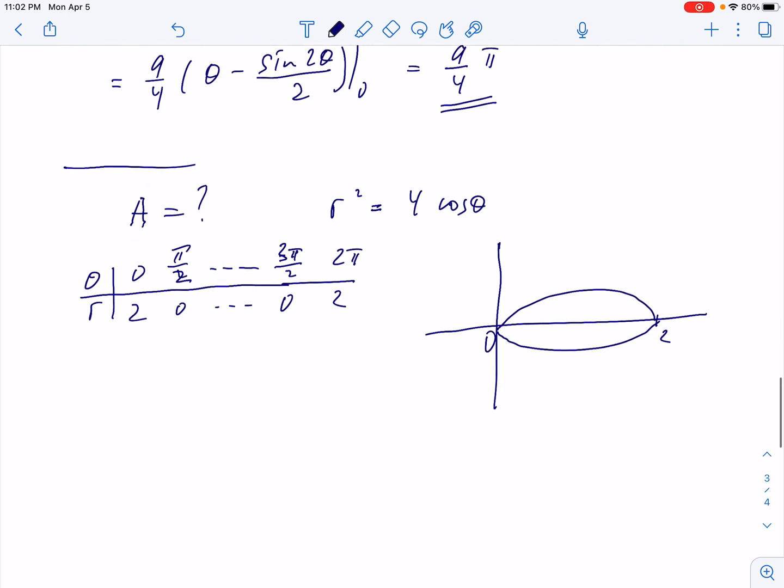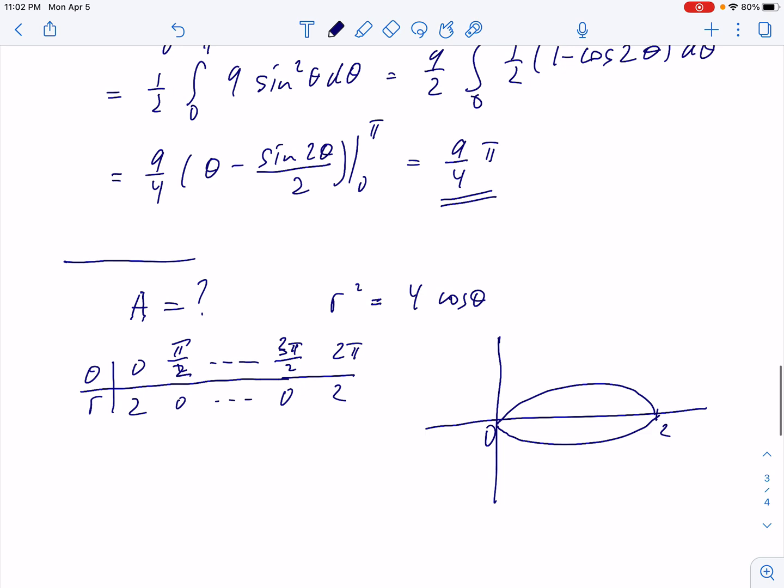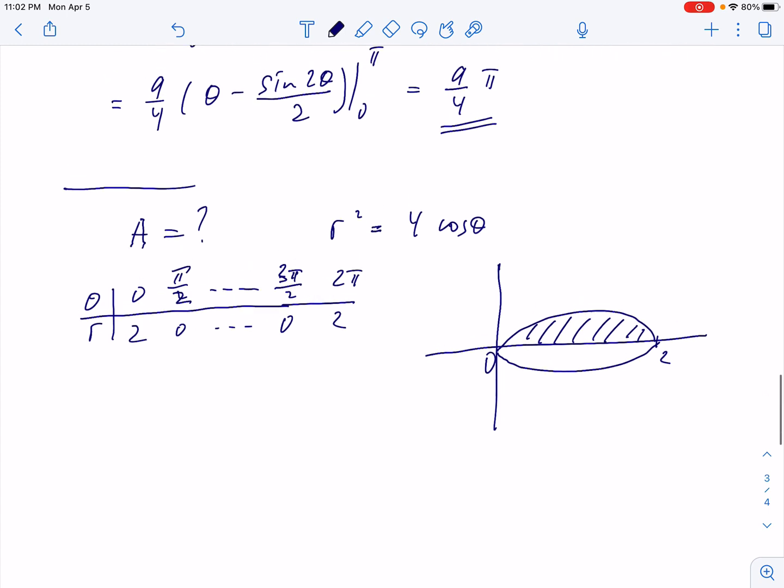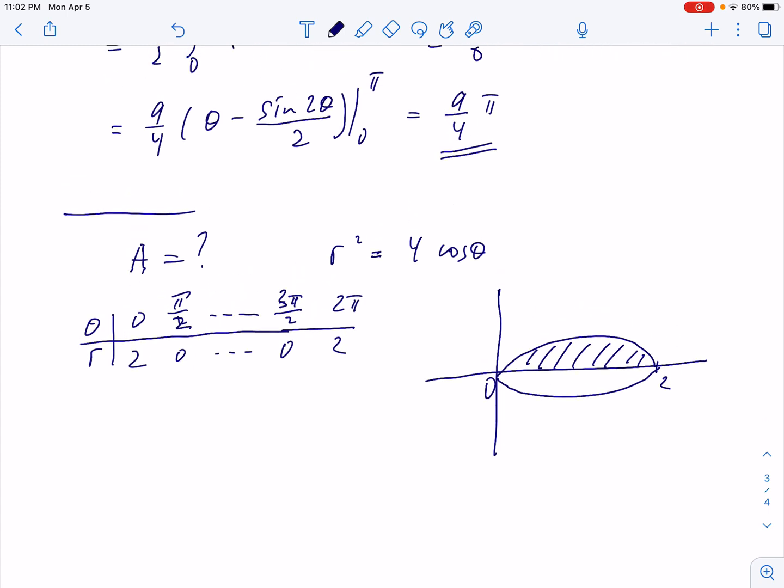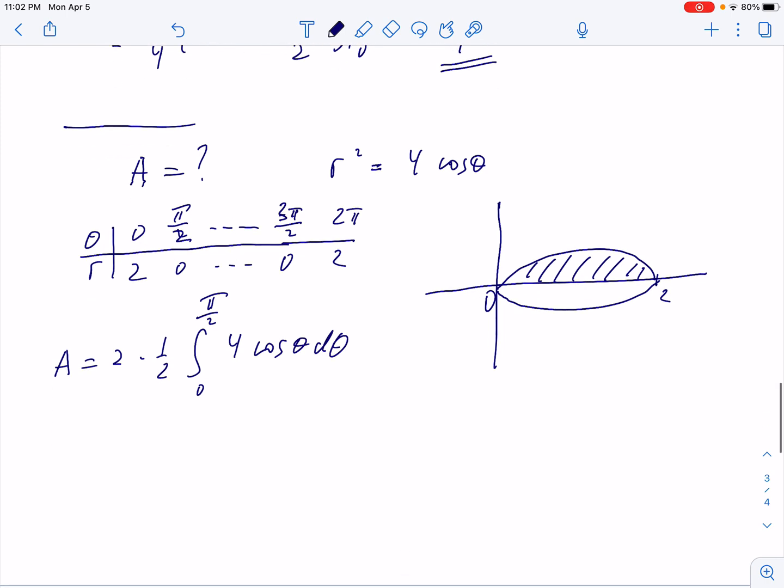How to set up the integral? We can use only the interval 0 to pi over 2, compute the area of the upper part here, and then multiply by 2. These are two identical parts. So the area will be 2 times 1/2 integral from 0 to pi over 2 of r squared, which is given, 4 cosine theta d theta. Again, here it's very important to understand and to find correctly the interval for theta. It should be 0 to pi over 2, and then we multiply by 2.